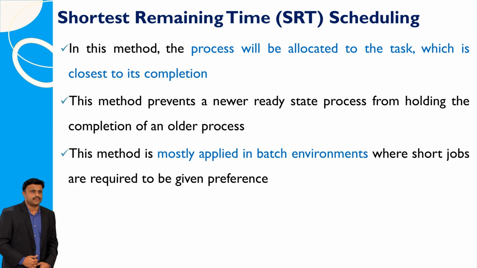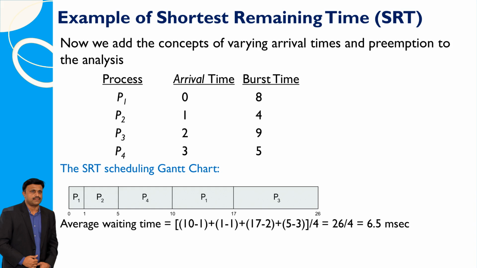Shortest remaining time scheduling allocates processes to tasks based on their proximity to completion, ensuring newer processes don't delay older ones. Typically utilized in batch environments prioritizing shorter tasks, SRT prevents longer processes from monopolizing resources, enhancing overall efficiency. In the example of shortest remaining time scheduling, we incorporate varying arrival times and preemption.